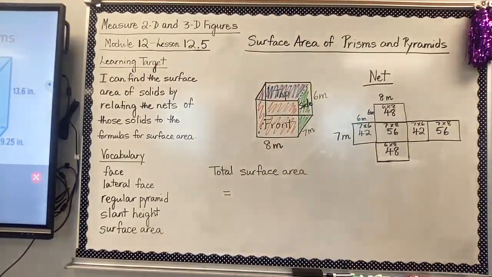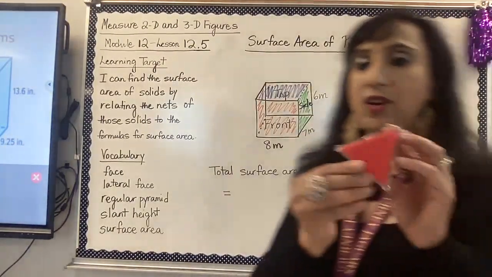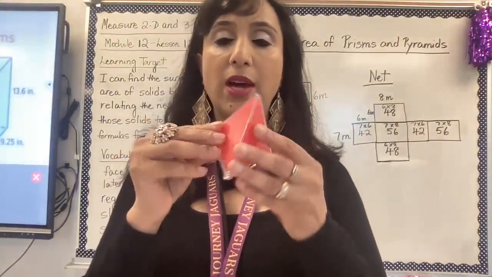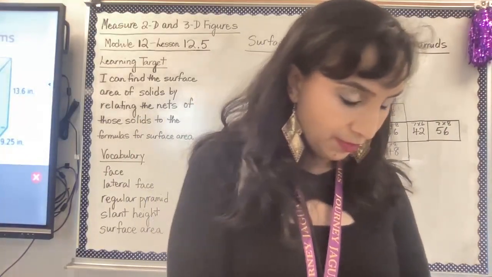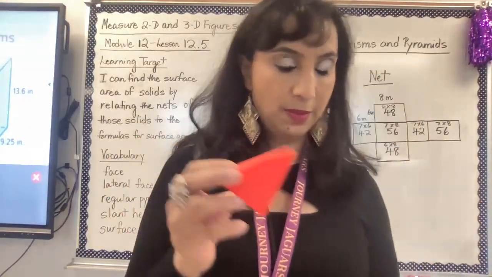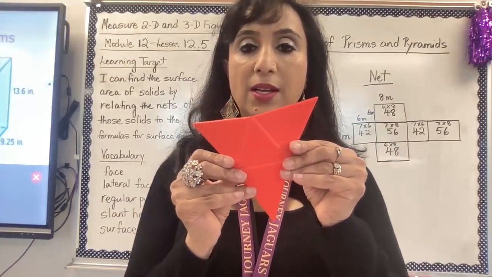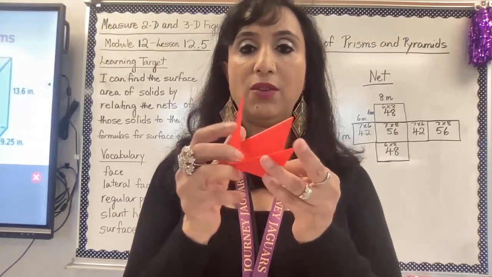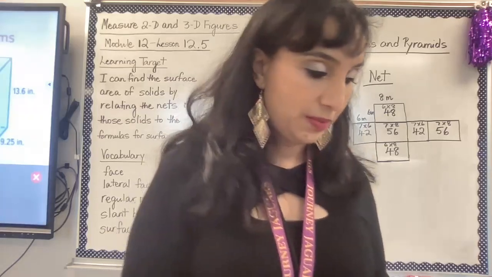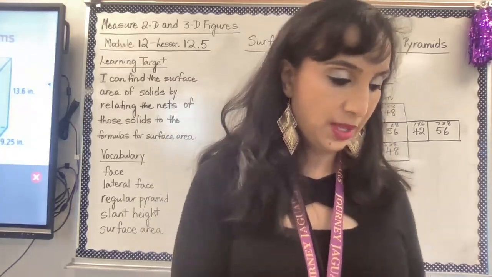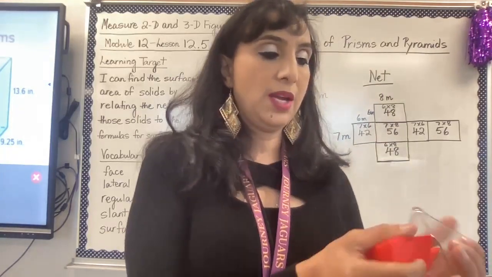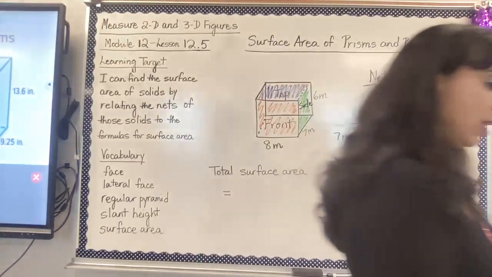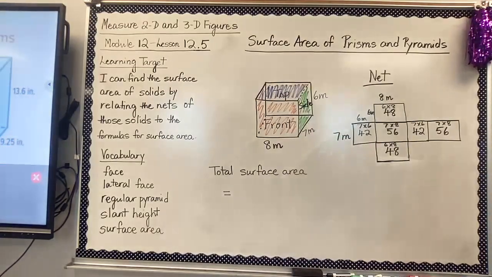All right, and then this is a tetrahedron. This is a triangular pyramid. So if I take this out from here, look, this is what the net is going to look like. And so I would just have to find the 4 faces. Since they're all triangular, it would be 4 triangles over here that we are calculating the area of.